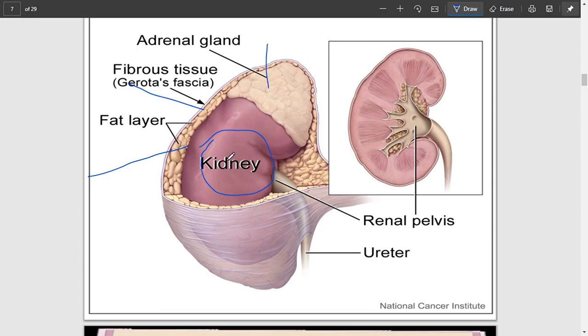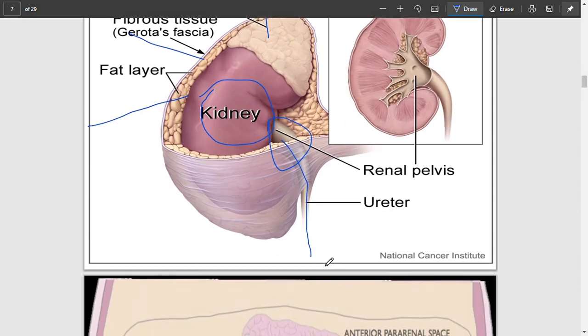The kidney itself is covered by some fascia. Then there is the fat layer, and then there's the fibrous tissue. So here is the renal pelvis in the hilum, and then there's the ureter.